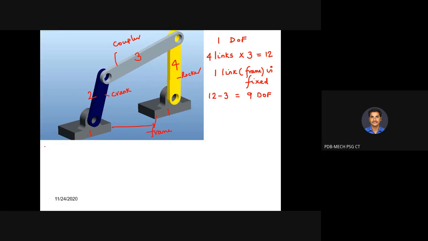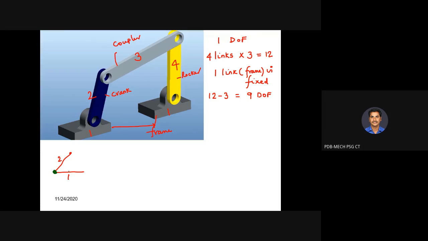Okay? Now you consider link 1 and 2. Consider only link 1 and 2. So this is your link 1 and this is your link 2. If you consider only link 1 and 2, these two are connected. Whenever you connect two objects, definitely different degrees of freedom are going to be affected. So when these links 1 and 2 are connected at a pin joint, assume it is a pin joint. So pin joint is a lower pair or higher pair?